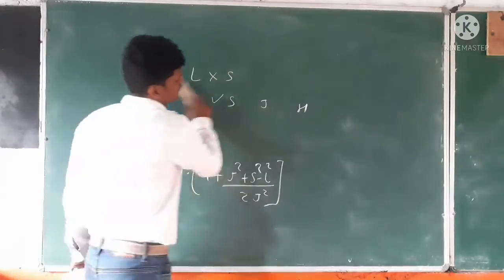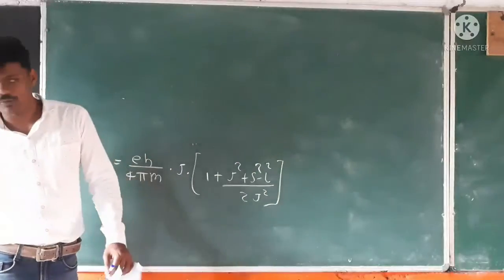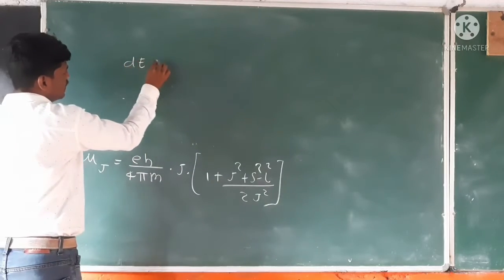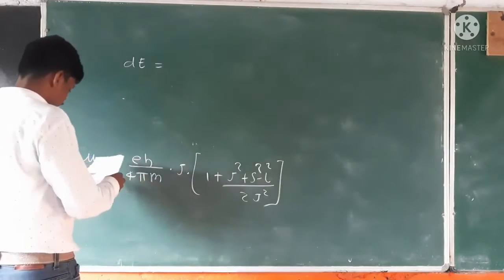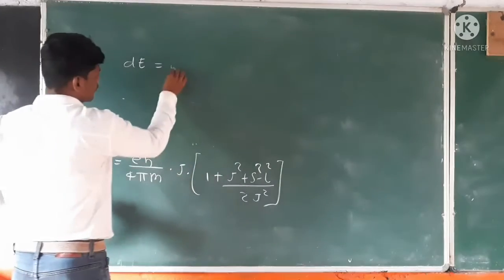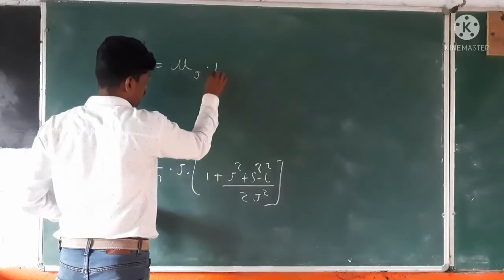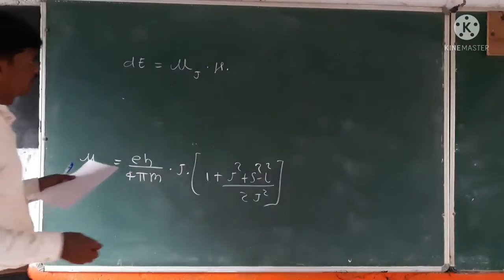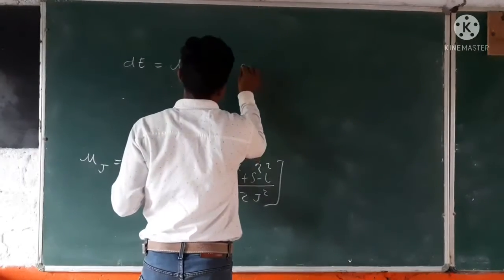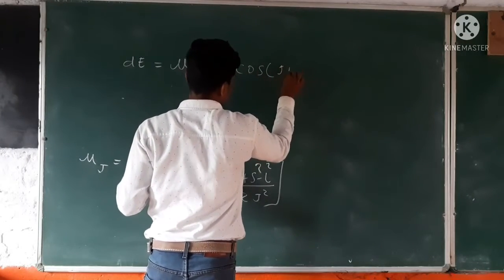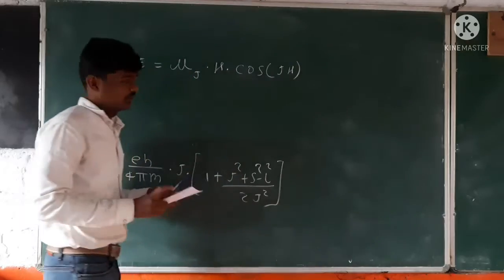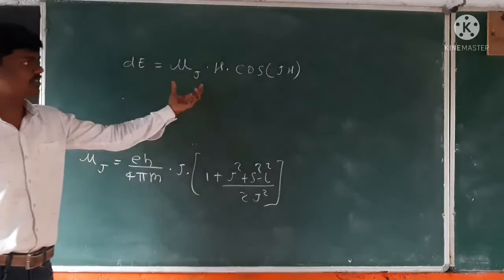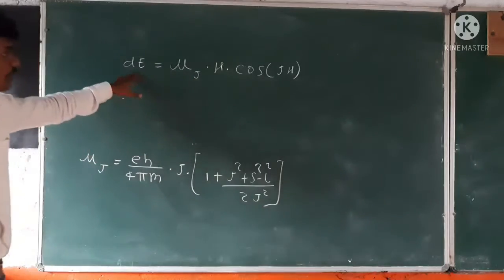Now we can show the change in energy of the atom during the application of the weak magnetic field. The energy is nothing but, we will use this mu J, that is the total magnetic moment, and H cos JH. We know if J precesses around H, we give the energy like this. So this is the energy of that atom.